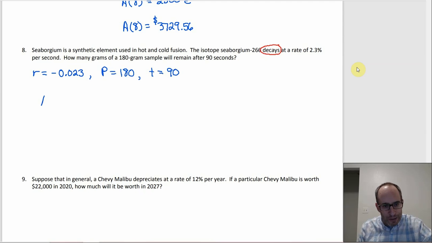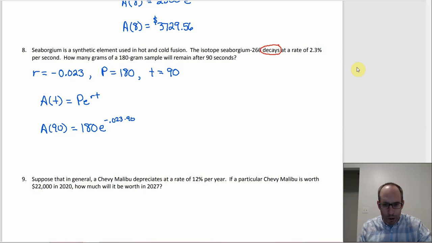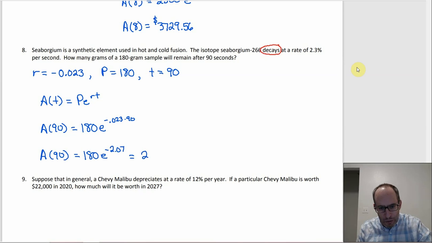All right. And so we're going to use, again, A of T equals P e to the RT. So now A of 90 would be 180 times e to the negative 0.023 times 90. That exponent simplifies to negative 2.07. So A of 90 is 180 e to the negative 2.07. And if you put that into a calculator, you should get about 22.71 grams.